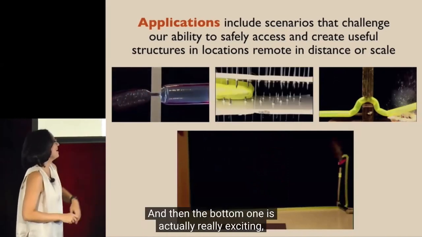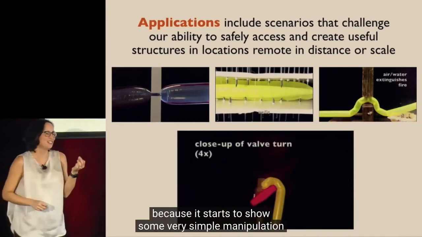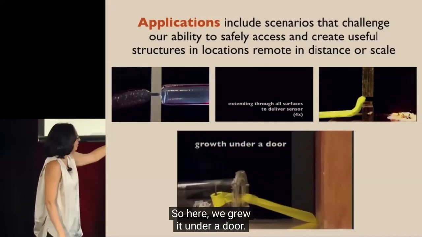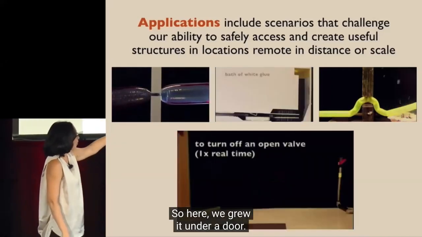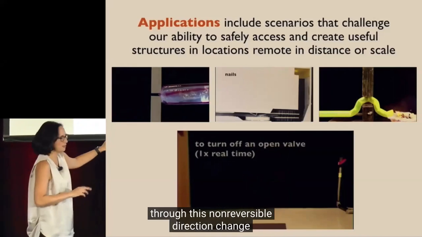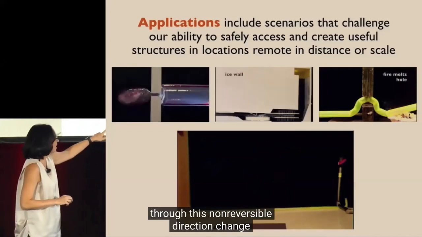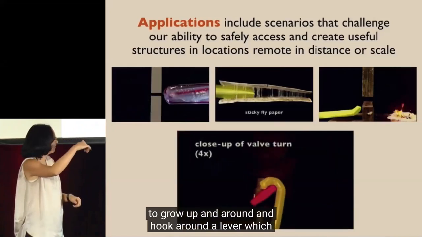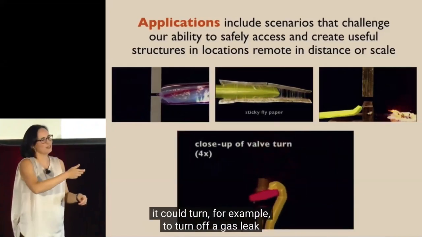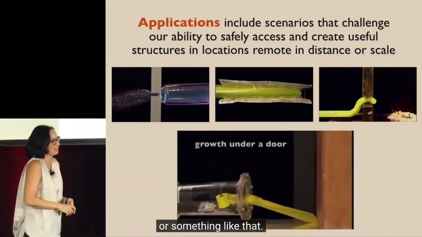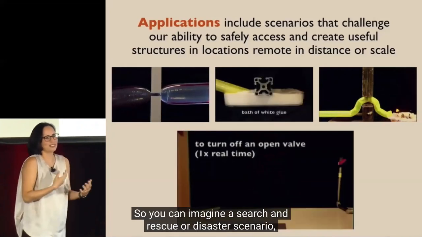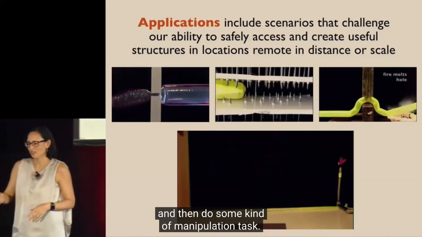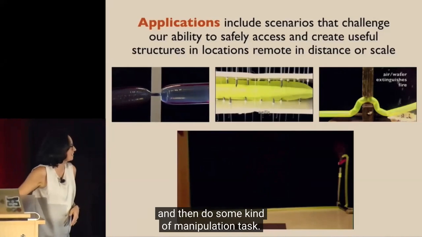And then the bottom one is actually really exciting because it starts to show some very simple manipulation capabilities of such a robot. So here we grew it under a door. We pre-mechanically programmed it through this non-reversible direction change to grow up and around and hook around a lever which it could turn, for example, to turn off a gas leak or something like that. So you can imagine a search and rescue or disaster scenario. You could get into places where people don't want to go and then do some kind of manipulation task.